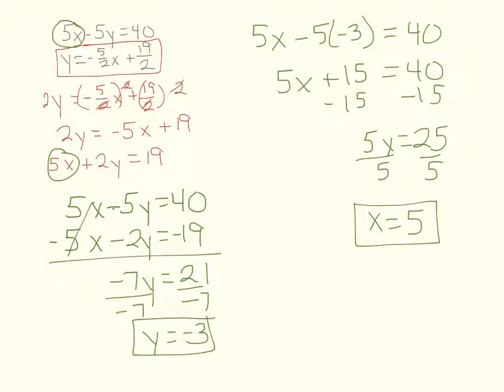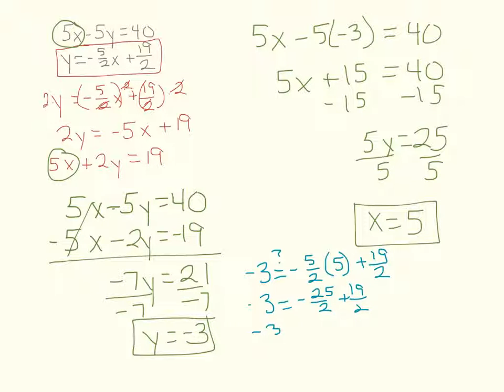Okay, and I'm going to put the x and the y into the other equation to check real quick. So you get negative 3 equals negative 5 halves times 5 plus 19 over 2. So negative 3 equals 5 times 5 is 25. Negative 25 over 2 plus 19 over 2. We already have common denominators, so we can just add, which gives you negative 6 over 2, which does in fact reduce to negative 3.